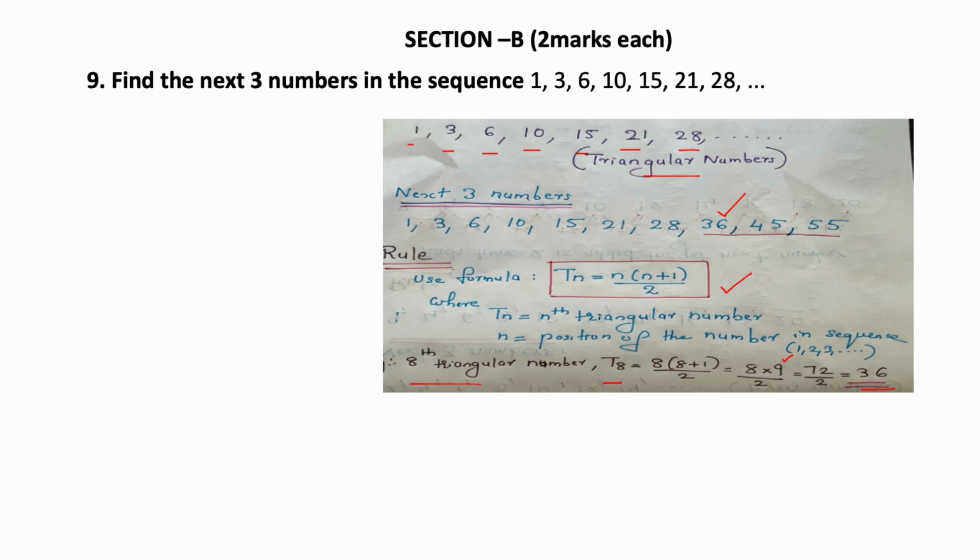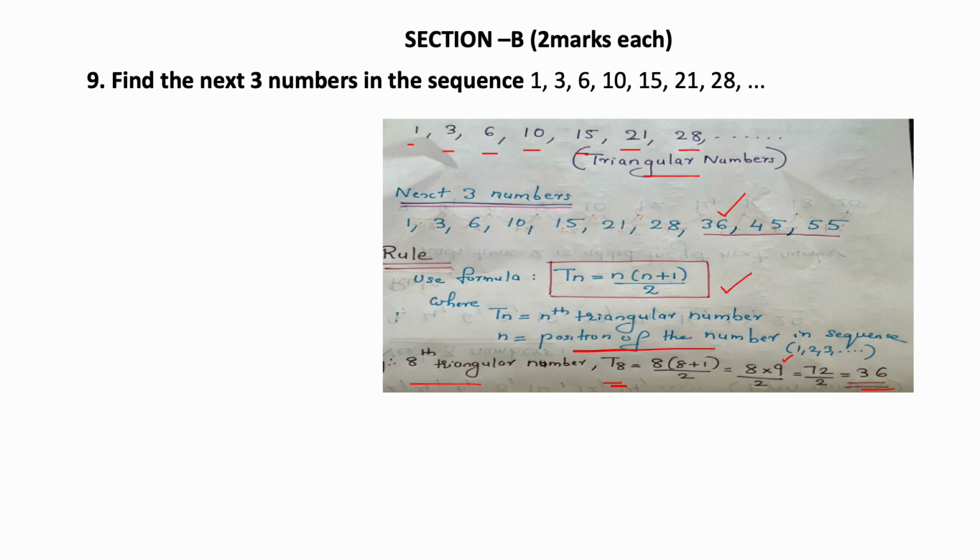Then, what is the rule of the triangular number sequence? To find the nth triangular number Tn, what is the formula? n into n plus 1 by 2. What is n? n is the position of the number in the sequence. So, to find the eighth triangular number, what should you do? You have to replace n with 8. So, T8 is equal to 8 into 8 plus 1 by 2. What is 8 into 8 plus 1 by 2? 8 into 9 by 2. That is 72 by 2.